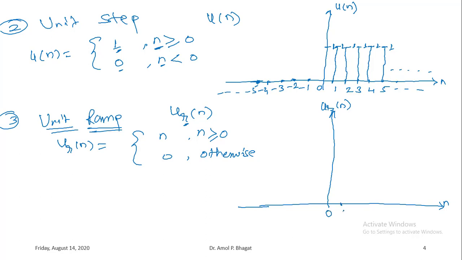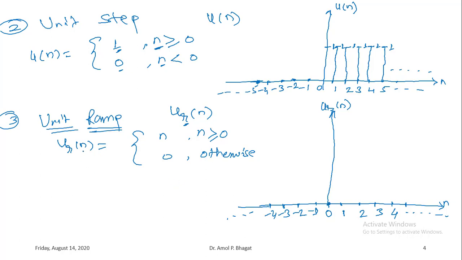Then the time is 0, 1, 2, 3, 4, and so on. Similarly, -1, -2, -3, -4, and so on. So when the value of n is equal to 0, ur of n will be 0, right? Because I am substituting the value of n here, so n will be 0. So for n equal to 0, ur of n is 0.